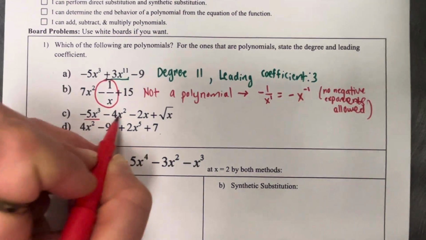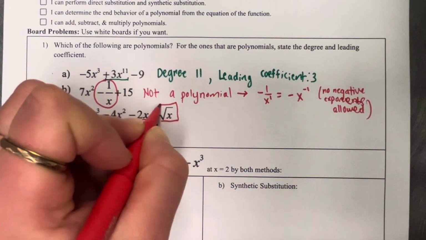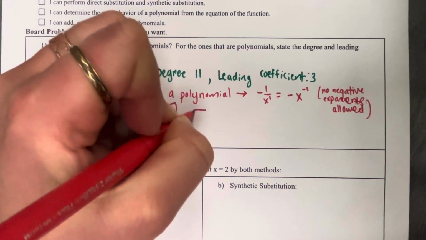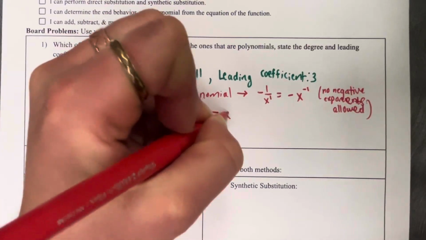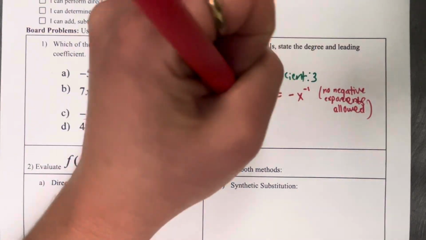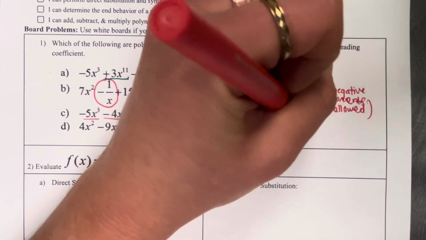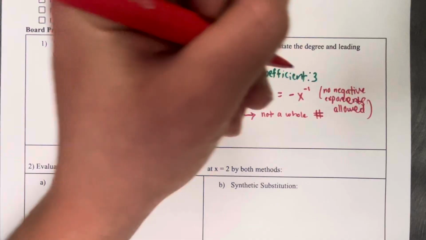We also can't have fractional exponents, so go ahead and see if C is a polynomial. Looks like this term's good, this term's good, this term's good. This gives us a problem. X, or the square root of x, can also be written as x to the power of 1/2. They're the same thing. So this is not a whole number exponent, which automatically makes the whole thing not a polynomial.